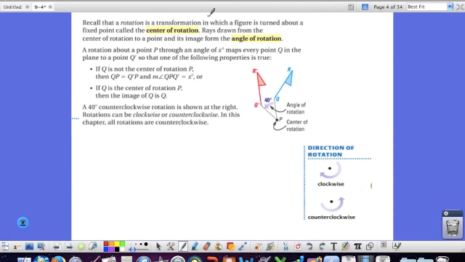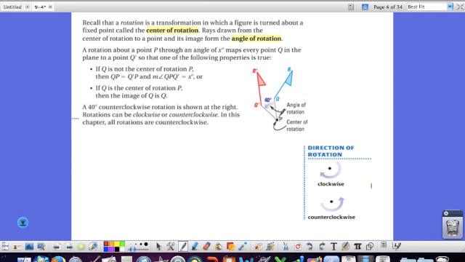Recall that a rotation is a transformation in which a figure is turned about a fixed point, called the center of rotation. Rays drawn from the center of rotation to a point and its image form the angle of rotation. A rotation about point P through an angle x degrees, we haven't told you what that is, maps every point Q in the plane to a point Q prime so that one of the following properties is true. If Q is not the center of rotation, then QP, this line here, and Q prime P make an angle. That's the angle of rotation.